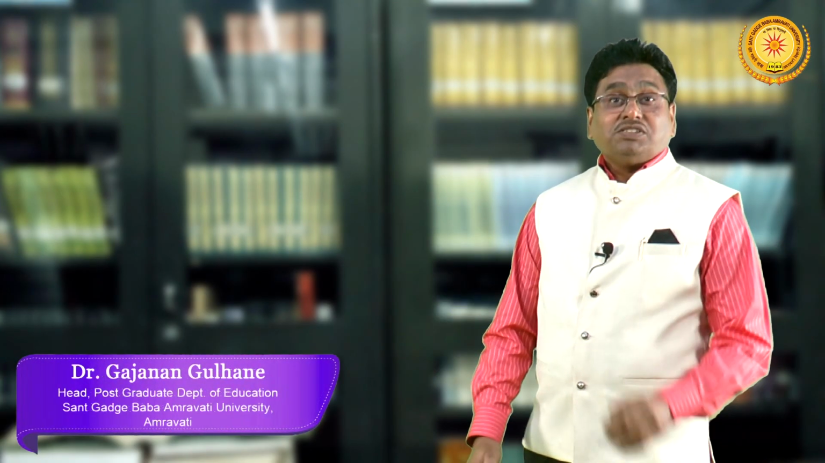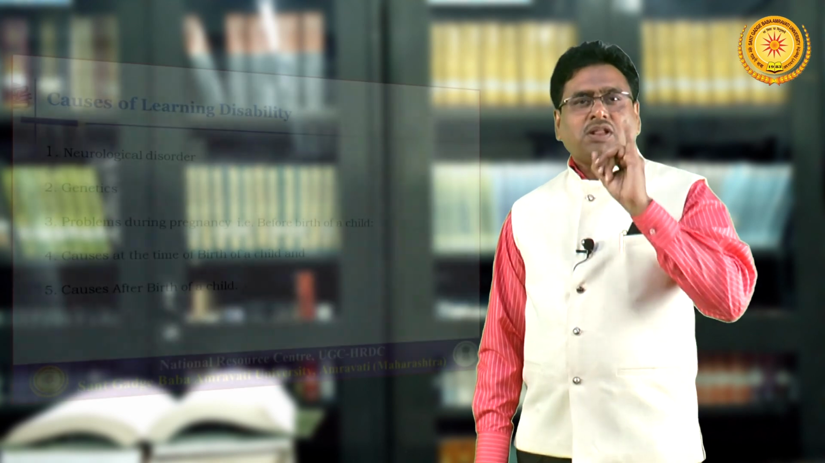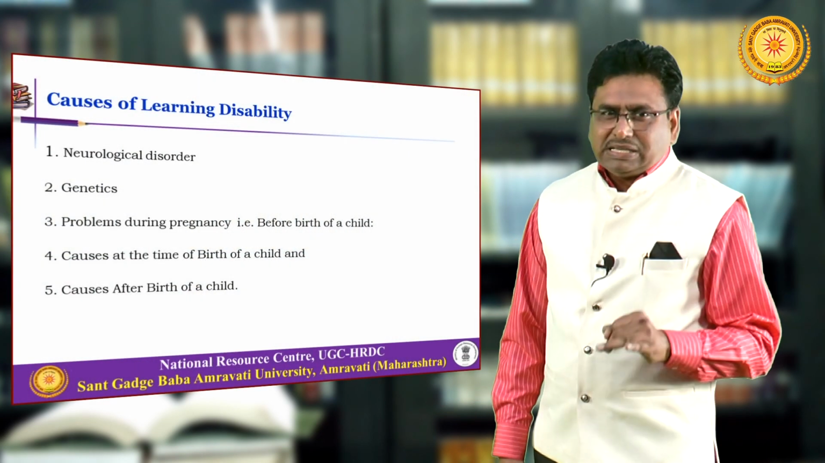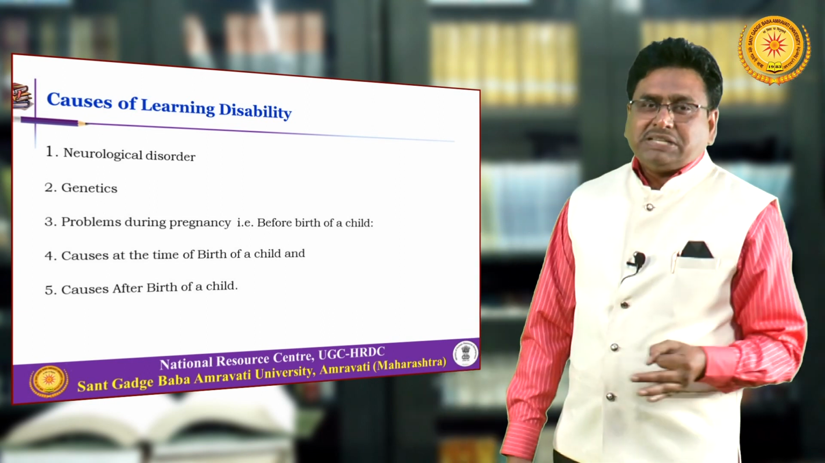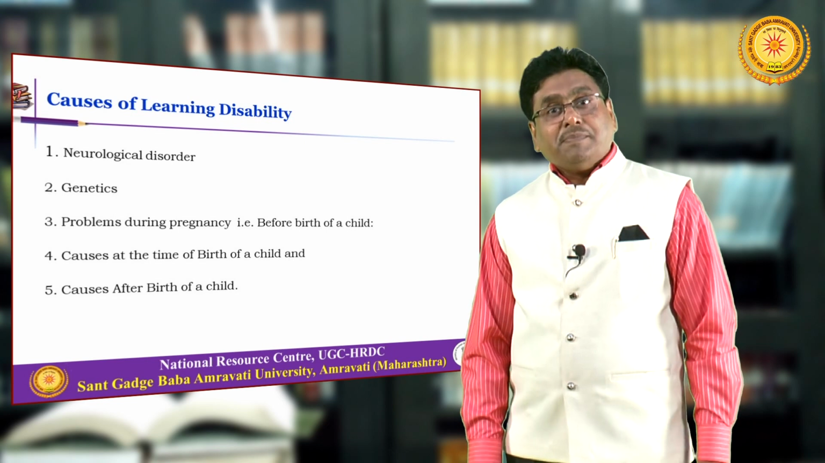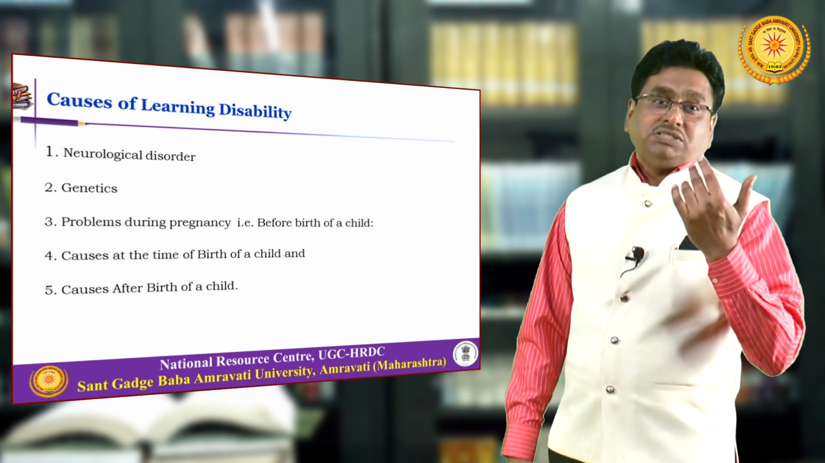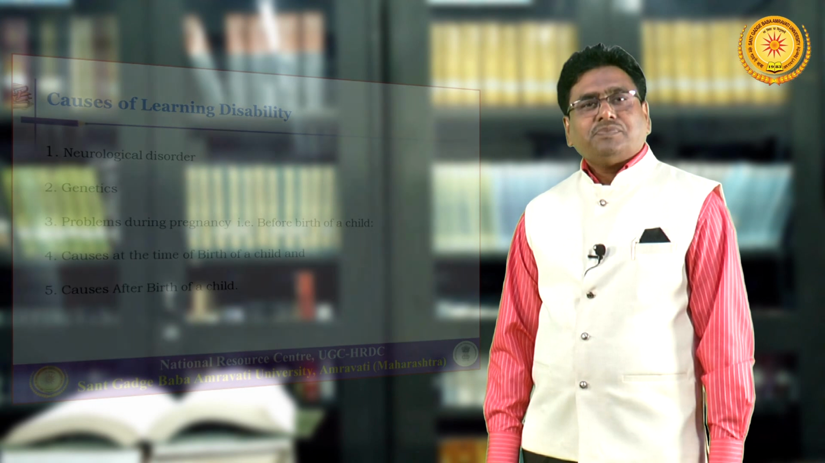Now we shall discuss the causes of learning disabilities. Learning disabilities are presumed to be disorders of the central nervous system, and a variety of factors may contribute to their occurrence. Learning disability may be due to number 1, neurological disorder, number 2, genetics, number 3, problems during pregnancy, that is before birth of the child, number 4, causes at the time of birth of a child, and causes after birth of a child. Now let us discuss these causes in detail.